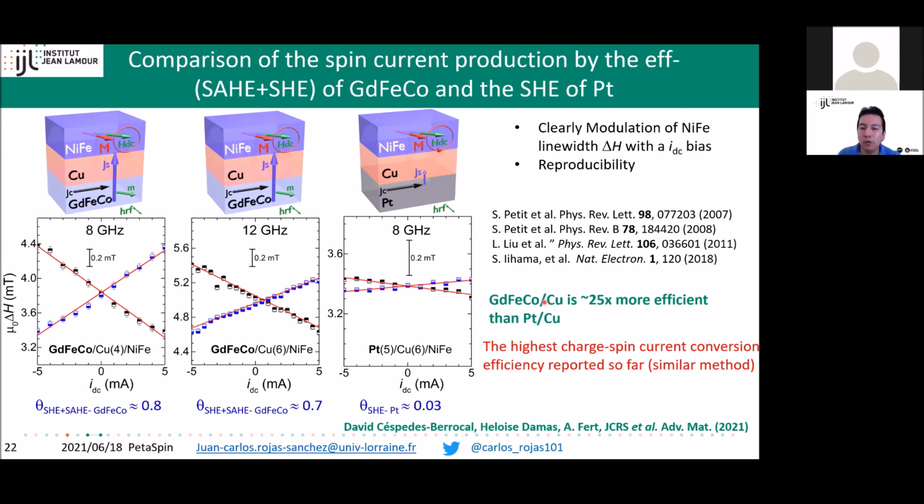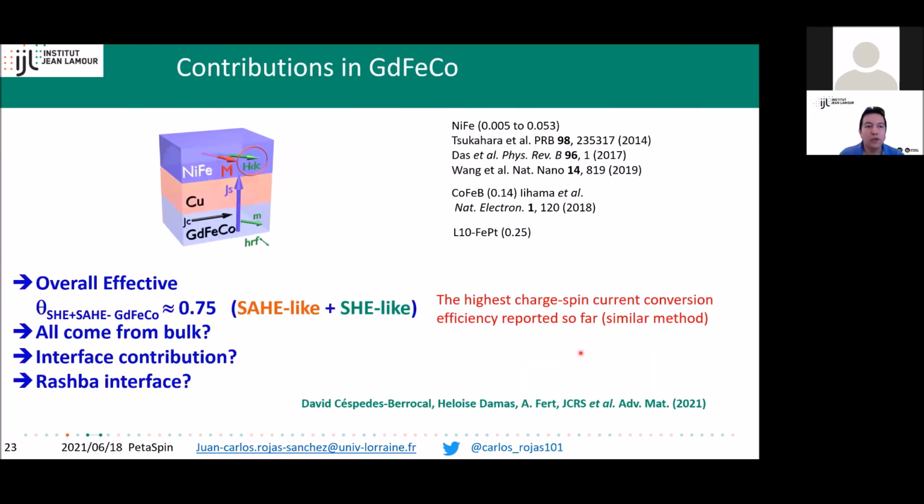So this is our first main result. It's really high. This is charge-spin current conversion. And I think it's hardly reported in any material using a similar method. So some questions arise. This is the overall effective value, but we believe we have both contributions, the spin anomalous Hall effect plus the spin Hall effect. Not all comes from the bulk. We also have an interface contribution because we have a Rashba interface in this gadolinium iron cobalt and copper.